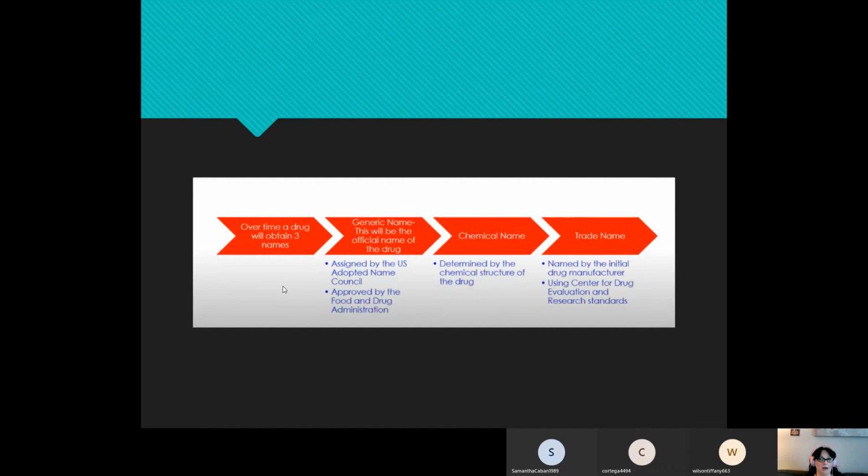When we start thinking about that process, say drug X will begin with 3 different names. And this is where things get kind of confusing, but don't let it, okay? The generic name is the name that will be its official name of the drug, okay? And hang on to that information because I'm going to come back to it. This is adopted by the council and it's approved by the FDA. So the generic name comes from the FDA.